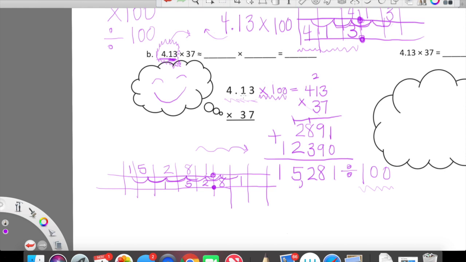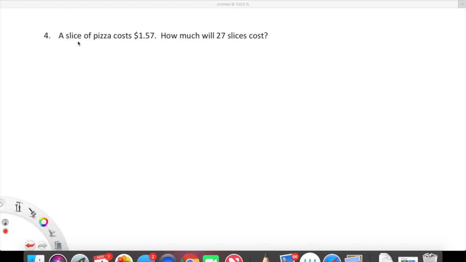Again, this divided by 100 is the reciprocal of multiplied by 100. We multiplied 4.13 by 100 so that we can multiply a nice whole number. No offense, decimals, you're fabulous, but it's just easier to multiply whole numbers by whole numbers. So that's why we did this temporary multiplication of 100, but we have to make sure that we rectify that here in the end. We divide by 100 to undo the multiplication that we used at the very beginning. So 15,281 divided by 100 is equal to 152.81, which means our final answer is 152.81.